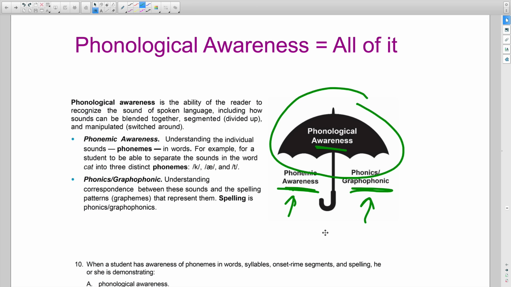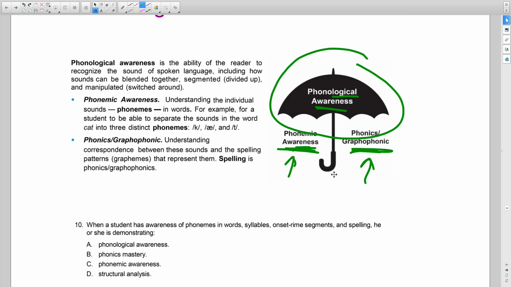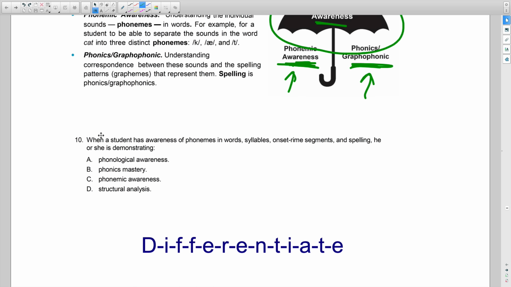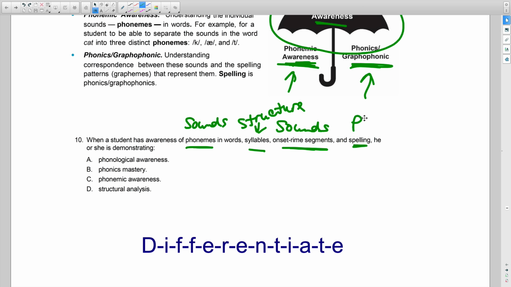Okay, so think of phonological awareness, and I like the word logical. It's just the way I remember. You actually have a logical understanding of the word, which is putting it all together. You're using your phonemic awareness and your phonics and your syllables and all of that good stuff to understand words. And you may see it something like this. When a student has awareness of phonemes, remember phonemes are sounds, syllables, onset rhyme segments, these are also sounds. Syllables are structure. Sorry about my handwriting here. Spelling is phonics.